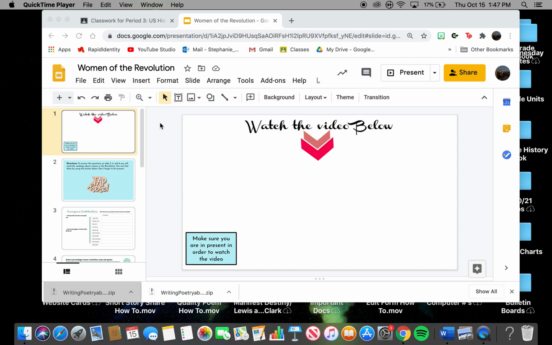And I'm going to show you how to do the Women of the Revolution. So just follow along, and yeah, that's it. So the first thing is on slide 1, you're going to watch the video below. This is the video I'm making right now. It's just directions. I'm going to go over this in the Google Meet, so this is just on top of the information that you're already getting that will help you.